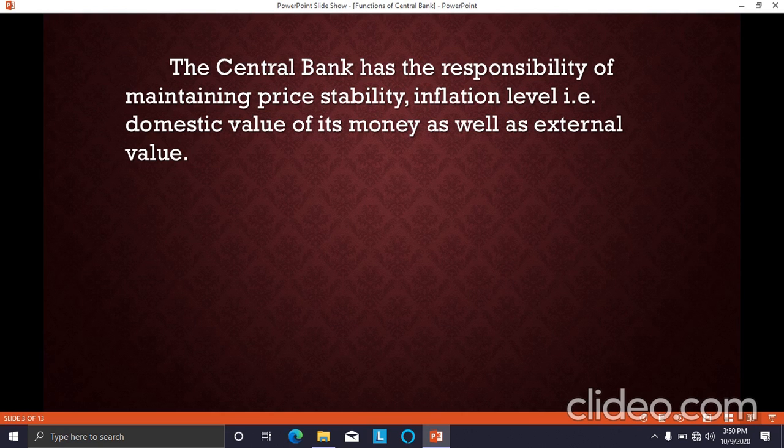So, the government has to control inflation in the country. Inflation means an increase in prices and a fall in the purchasing power, or purchasing value, of money. Government has to maintain the domestic and external value of money. Domestic value of money is the purchasing power of money over domestic goods and services. External value of money is the purchasing power of money over foreign goods and services. So while issuing currency notes, it has to control inflation, maintain price stability, and maintain the internal and external value of money.